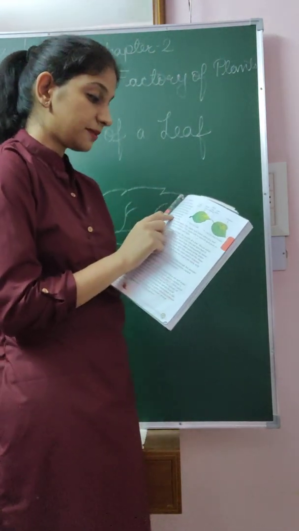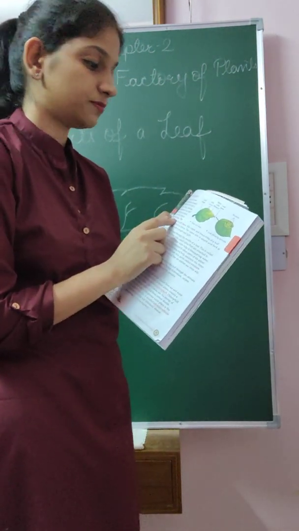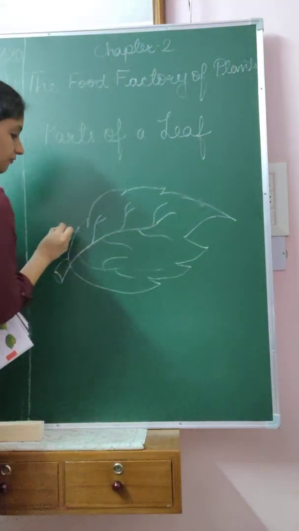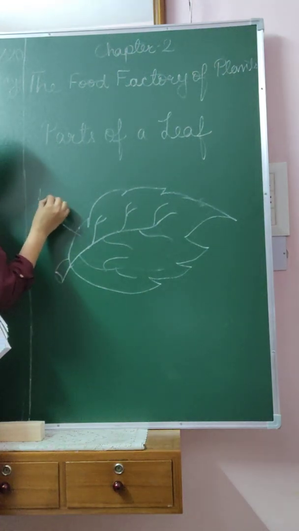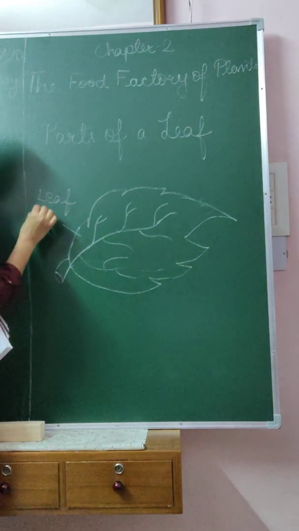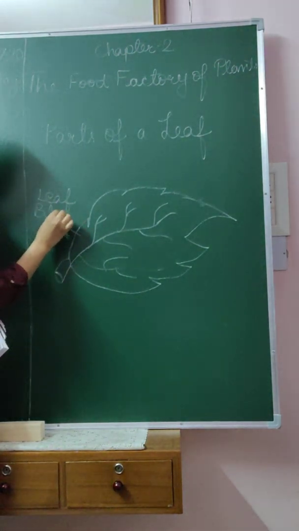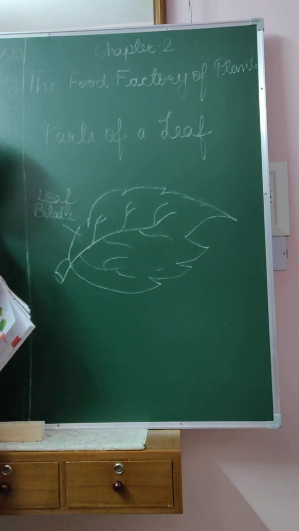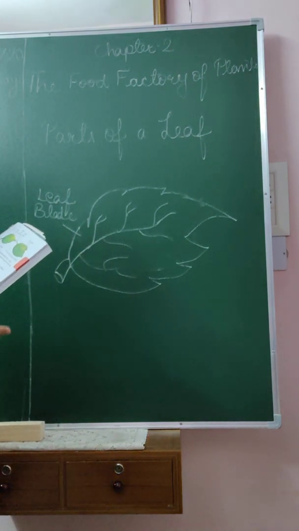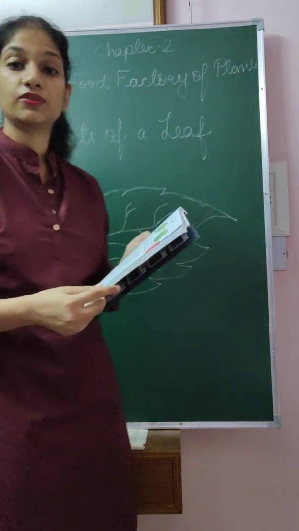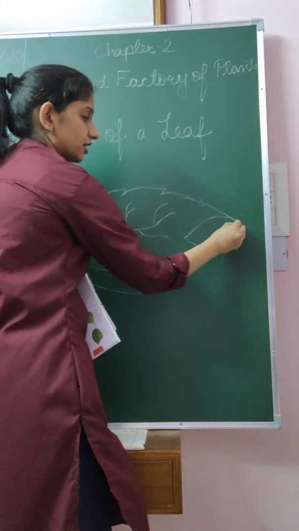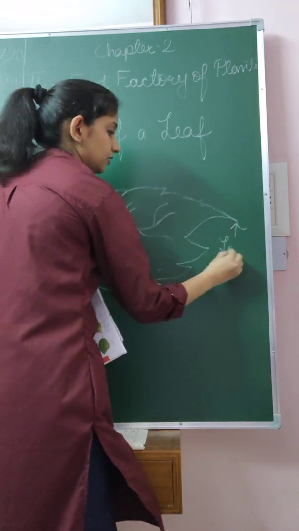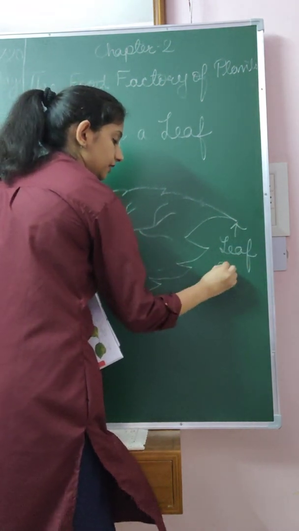Okay, the flat part of the leaf is called the leaf blade. This flat part of the leaf is called the leaf blade. Okay, can you see? The tip of the leaf is called the leaf apex. So this tip, ये जो edge है, इसको हम कहते हैं leaf apex.